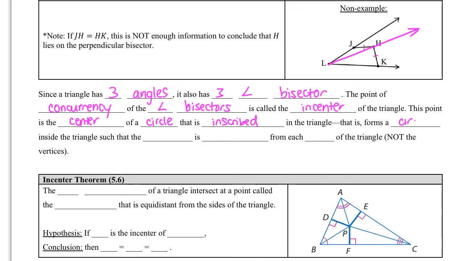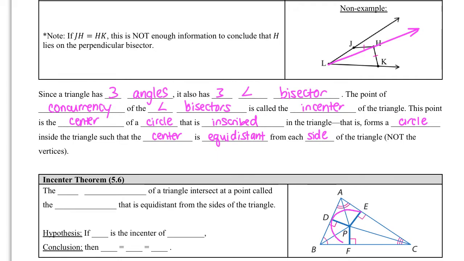That is, it forms a circle inside the triangle such that, so not just any circle inside the triangle, but such that the center, so that's the incenter, is equidistant, so the same distance from each side of the triangle, not the vertices. So that was the case for the circumcenter. It's the center of a circle whose distance is the same to each of the vertices of the triangle, but this one is equidistant to the sides. So notice distance from a point to a side of the triangle has to be that right angle, a perpendicular segment. So all three segments here are equal in measure.